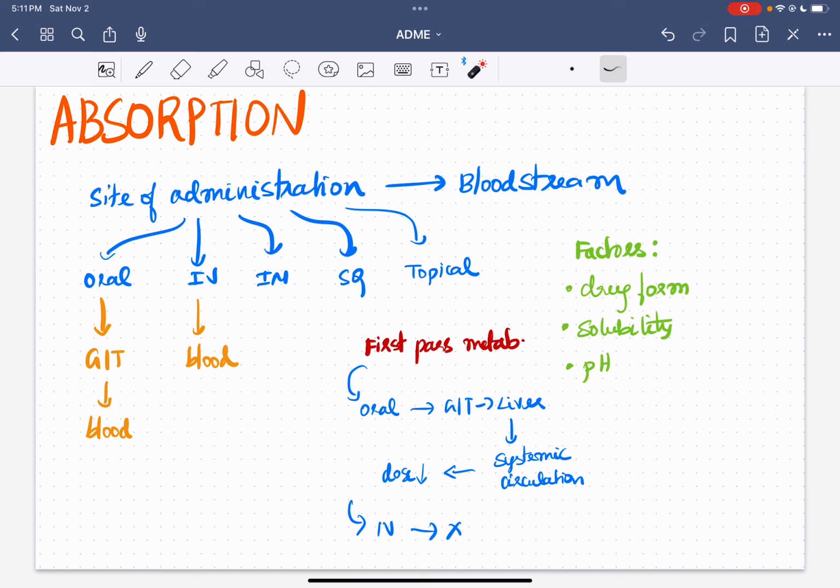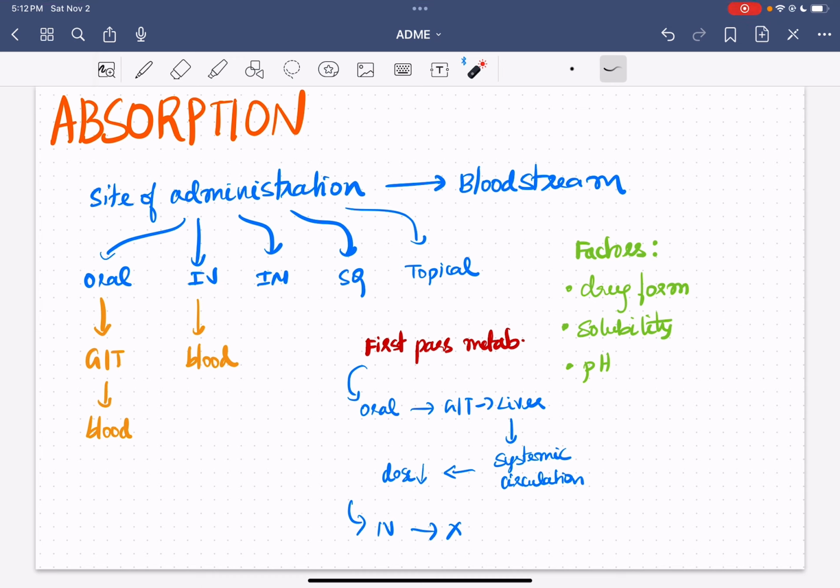But if you're going to give drugs through IV intravenously, that is directly to the blood in your veins, that means that the drug is going to reach the circulation sooner. It's going to bypass the gastrointestinal tract and reach the blood sooner. Right. Similarly, for IM, subcutaneous, topical, each have their own factors that affect the absorption.